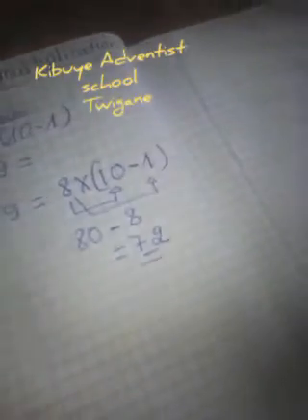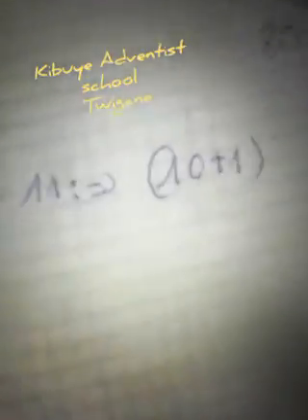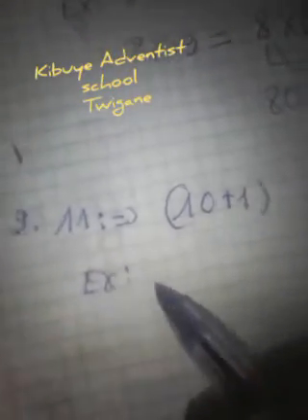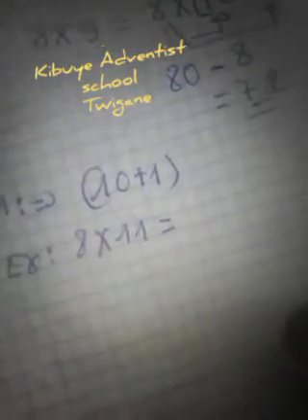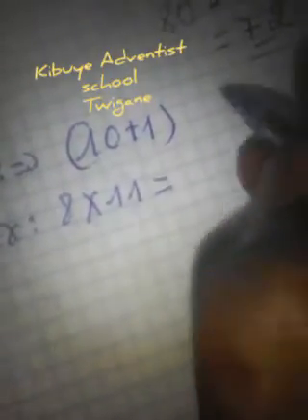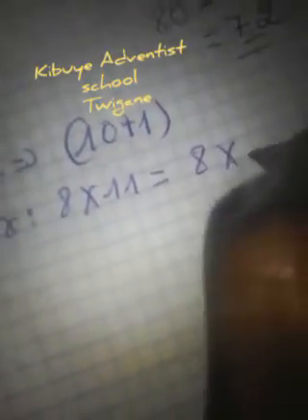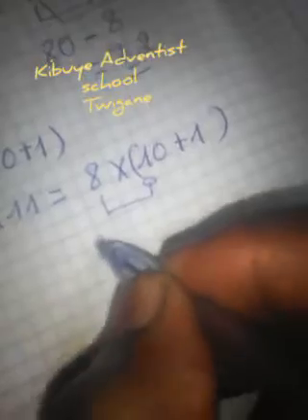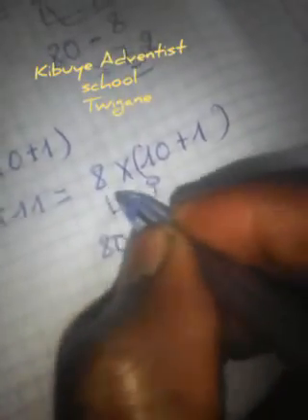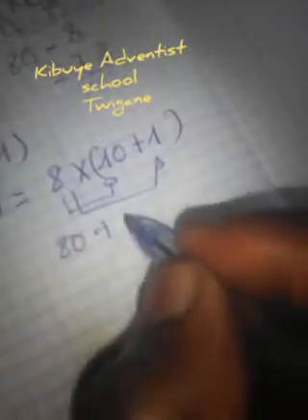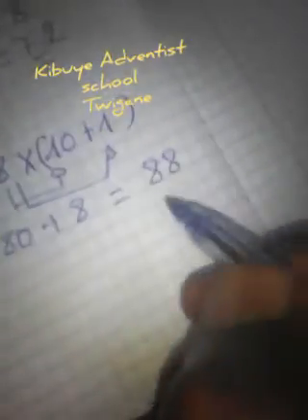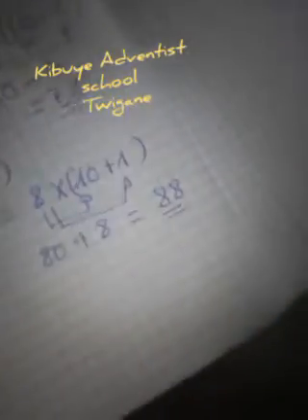Then quick multiplication by 11, because 11 is equal to 10 plus 1. An example, 8 times 11. So we will take 8 times 10 plus 1, which is equal to 8 times 10, which is equal to 80, plus 8 times 1, which is equal to 8. This one will be equal to 88. Okay. Then let us continue here.